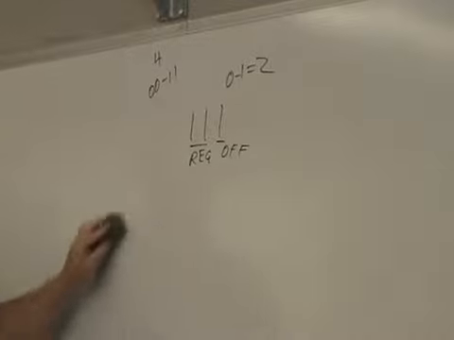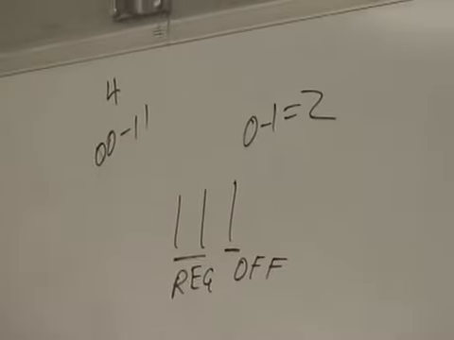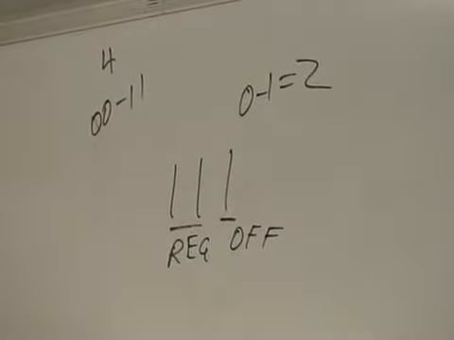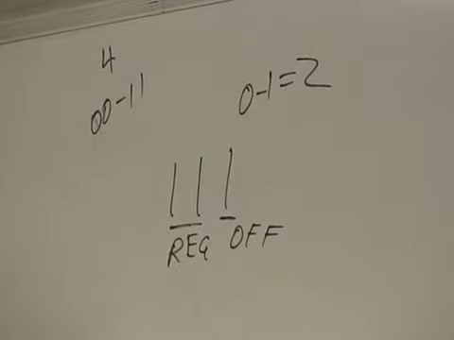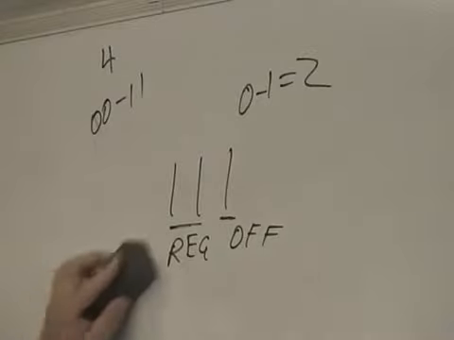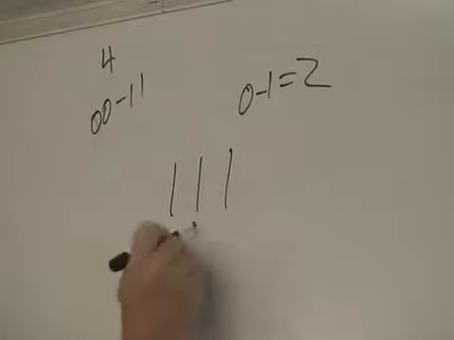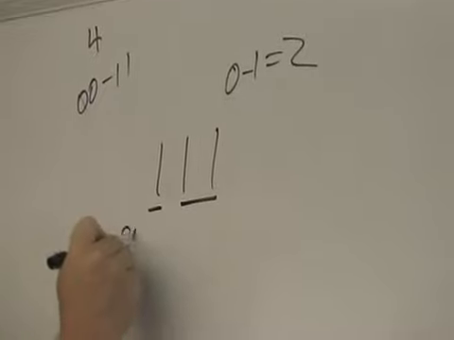Now, what if I need more offices and fewer regions? Remember how we did that in decimal? How did we do that? We borrowed a digit. We call them bits in binary, but it's a digit, just like it is in decimal. So how did we do that? We made this offices and this regions.